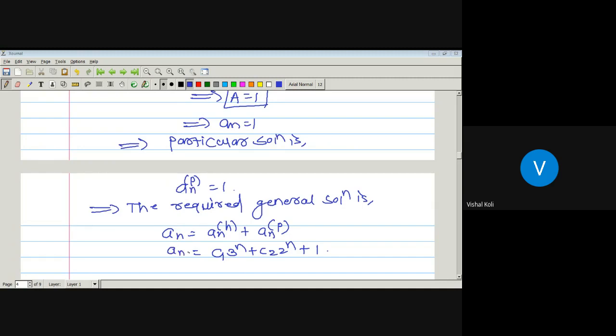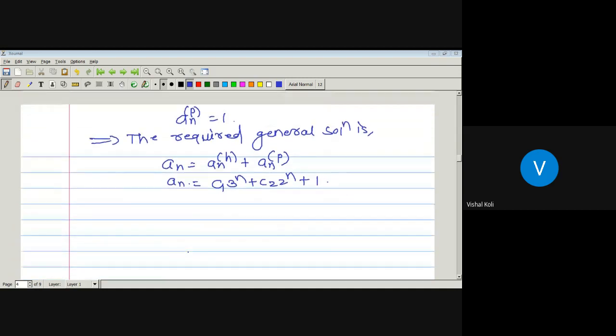no initial conditions, but in the given example we have the initial conditions. So apply them. Whenever we put the initial conditions, we will get the values of C1 and C2, and just put the values of C1 and C2, then we will get our required general solution.